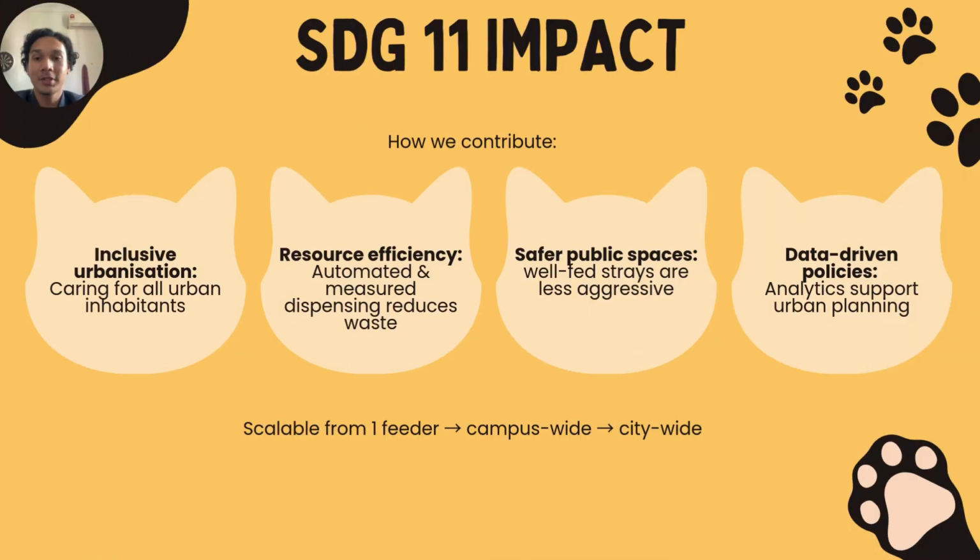Moving on, our project aligns with and gives an impact to the UN Sustainable Development Goal number 11, Sustainable Cities and Communities, because we promote inclusive urbanization by caring for stray animals. And then, our automated system reduces food waste through precise dispensing. Furthermore, well-fed strays are healthier and usually less aggressive, making public spaces a lot safer. And with all the data that we collect, we can support evidence-based policies for more animal welfare. The system is also designed to scale from a single feeder to campus-wide or even city-wide deployment.